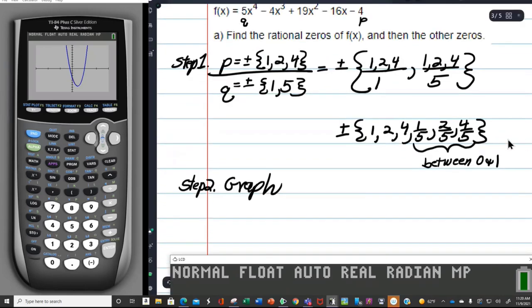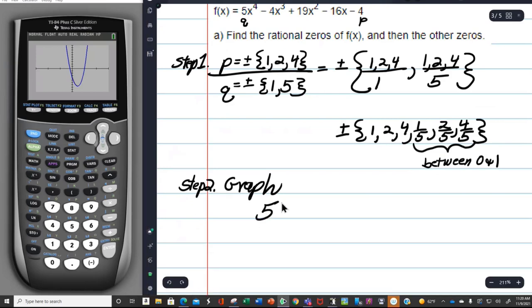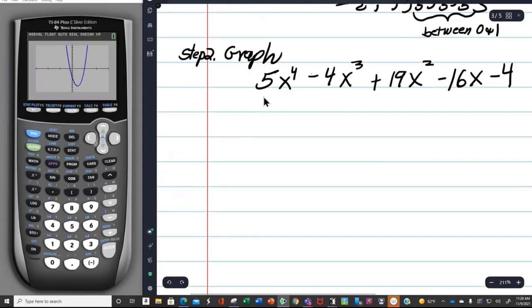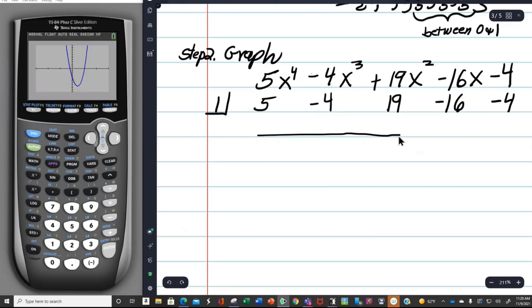So, I'm going to have 5x to the 4th minus 4x to the 3rd plus 19x squared minus 16x minus 4. Then bring down those coefficients, 5, negative 4, 19, negative 16, negative 4, and I'm going to make 1 my test. I skip a line, draw a line.